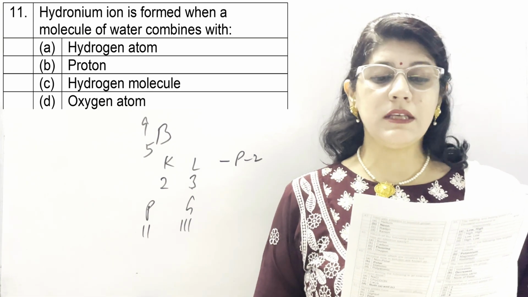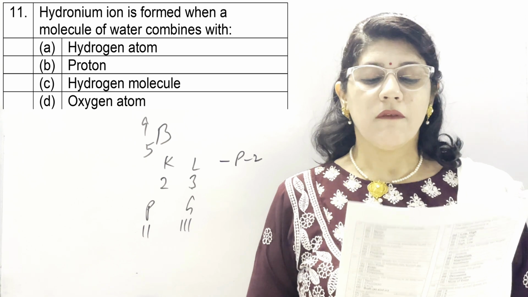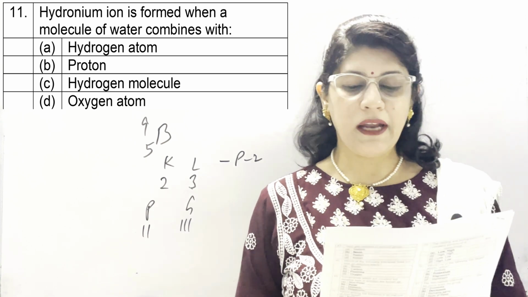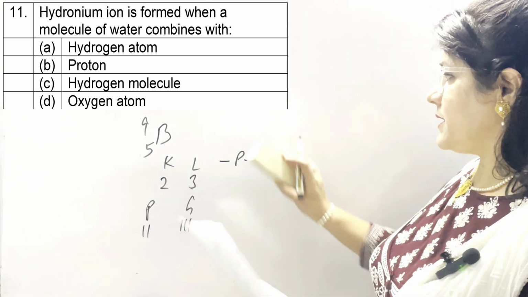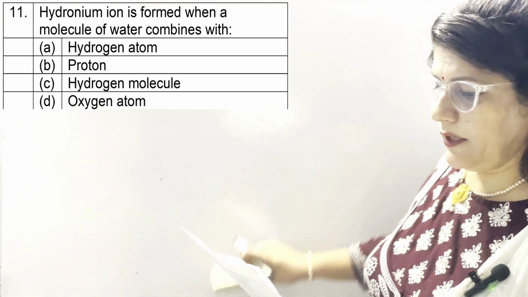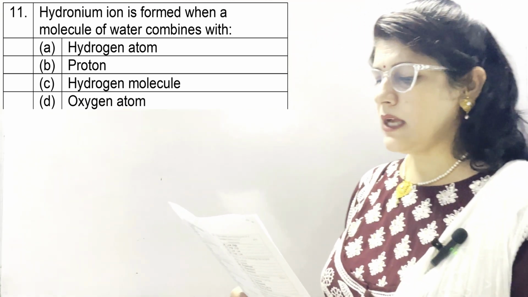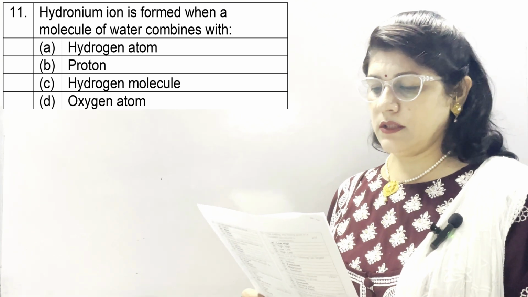MCQ number 11 is: hydronium ion is formed when a molecule of water combines with. First option is hydrogen atom, second option is proton, C is hydrogen molecule and D is oxygen atom.